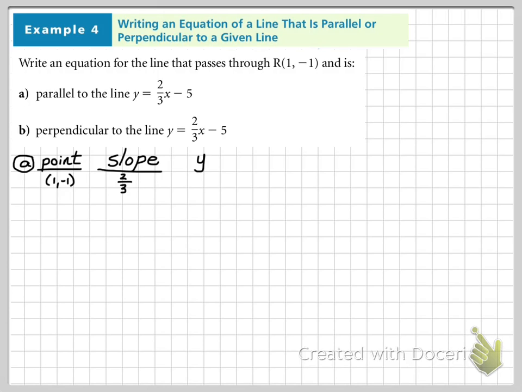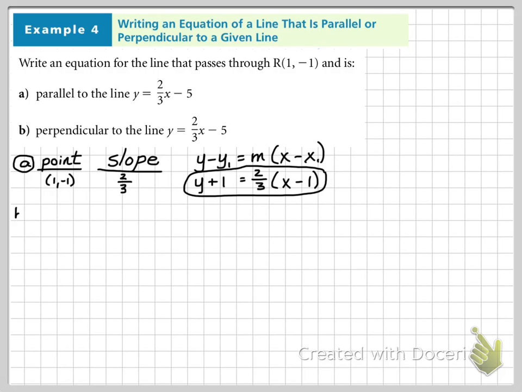The point is (1, -1), because that's the point we're told to work with. The slope is 2/3 because it's got to be parallel to this line. 2/3 is the slope of that line, so the slope we're going to use is 2/3. So that gives us the equation y minus -1, or y plus 1, equals 2/3 times x minus 1. There we go.